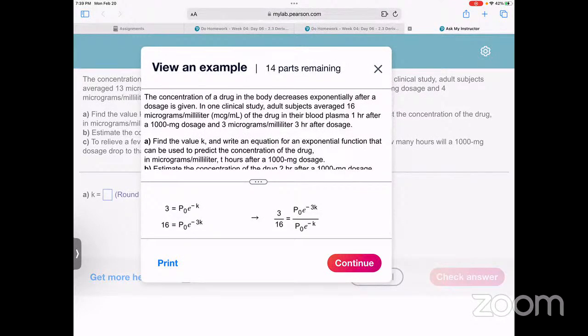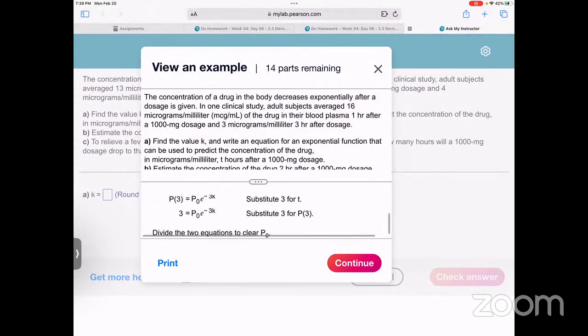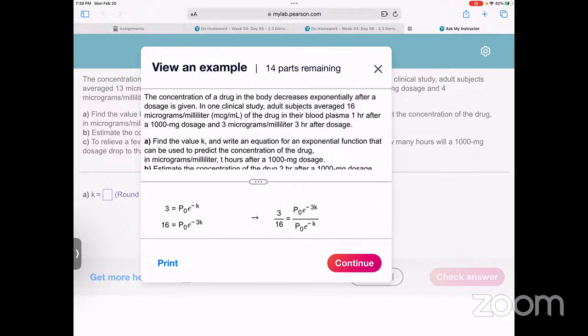Now they switched theirs here. Okay, can we read it? Divide the two equations to clear P naught. See right here, they got 3 over 16. They got the e to the -3k on top. Why did they switch that? You can set it equal to 1. Will that fix it? If we divide by that equals 1, divide by that equals 1. So that over that equals that over that. So then no switch. That goes on top.